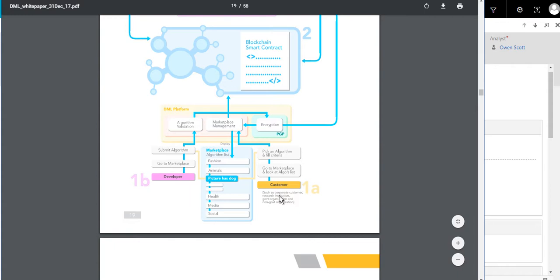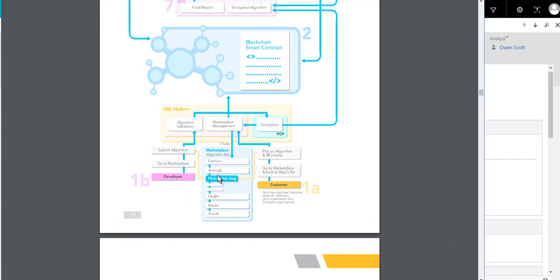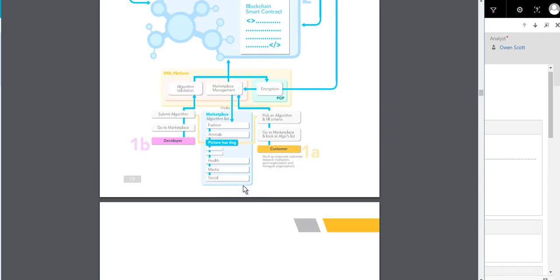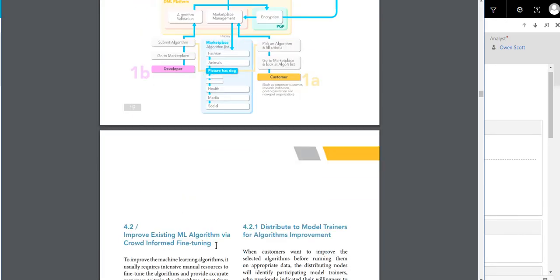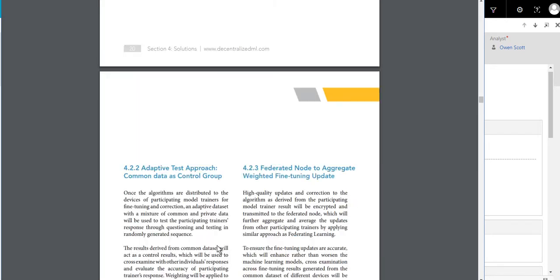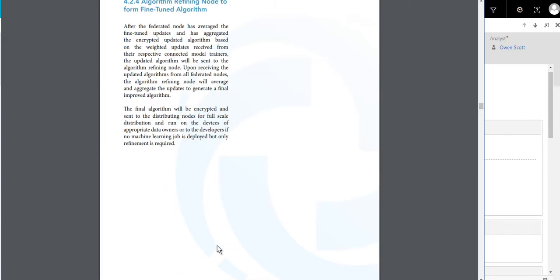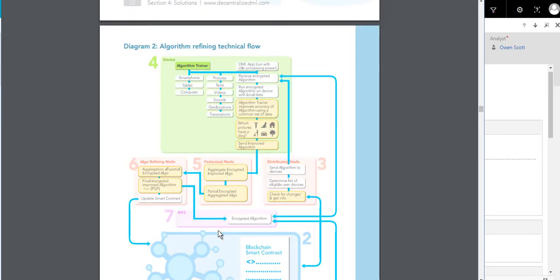I logged into the marketplace. I saw a couple of algorithms there. It wasn't quite the same interface as the demos that I saw. This group has given some demos, and they've shown a marketplace that looks pretty slick, actually. Here's the algorithm refining technical workflow.